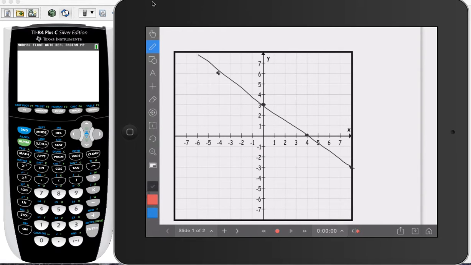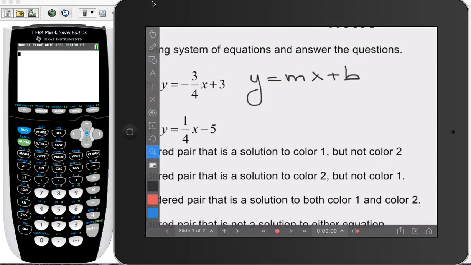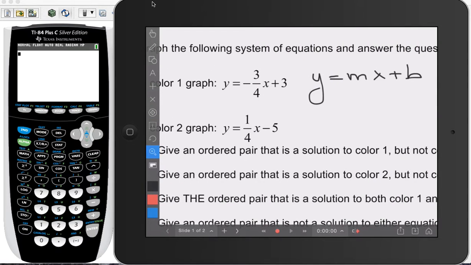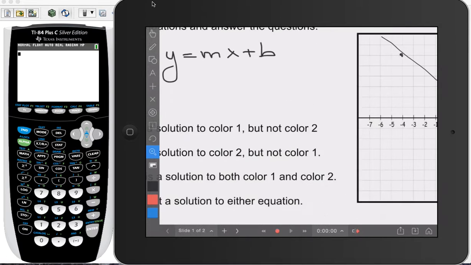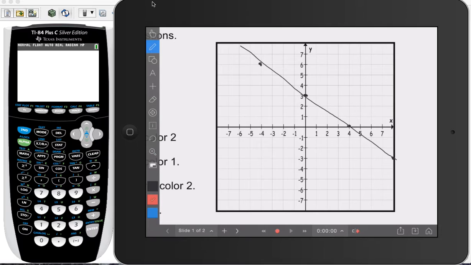Now let's move on to the second equation, which is y equals 1/4 x minus 5. My y-intercept is negative 5, and the slope is 1/4. So I'm going to plot the y-intercept, and then I'm going to go up 1 over 4, and then up 1 over 4, down 1 over 4, and so on. If you connect these points, that's going to be your second line.